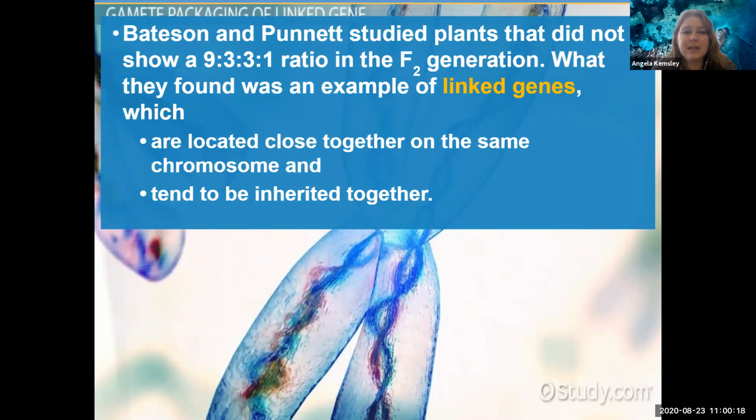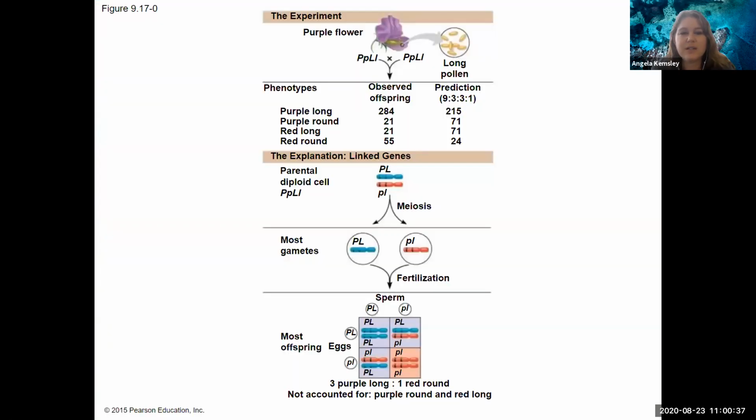So Bateson and Punnett studied plants that did not show the 9:3:3:1 ratio in the F2 generation. Now what they found was an example of linked genes, which are located close together on the same chromosome and tended to be inherited together. So if you take a look here at purple flower and long pollen, the prediction was that 9:3:3:1 ratio. But what they actually observed was something different.